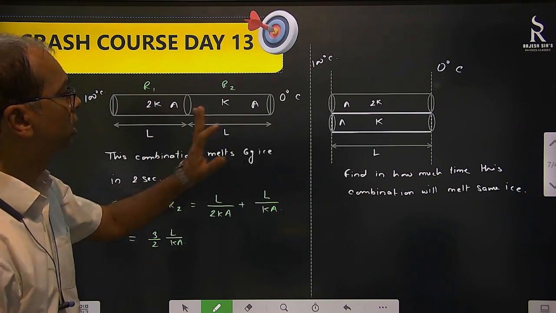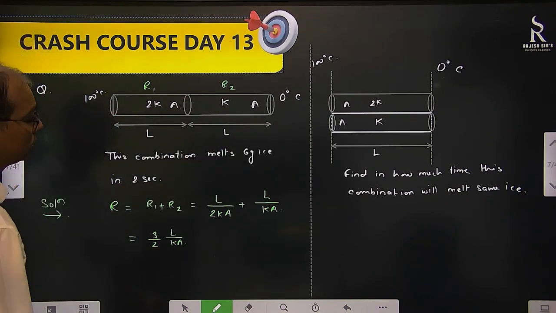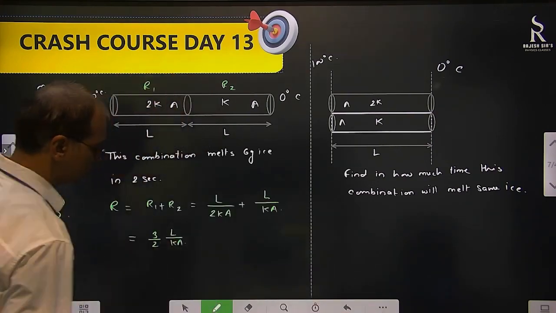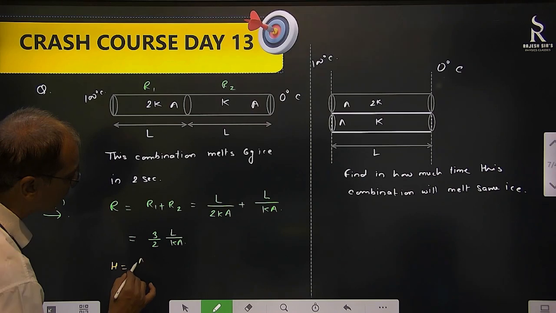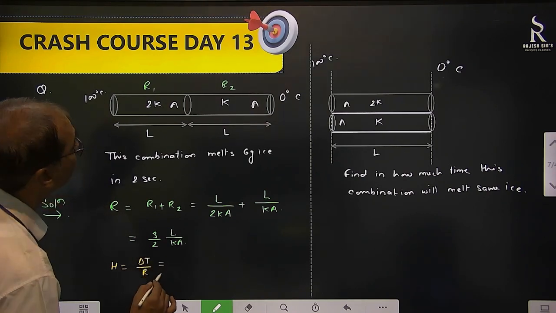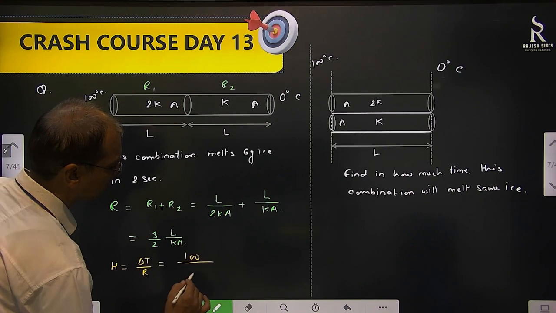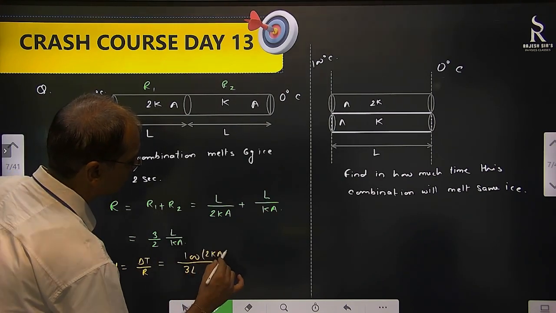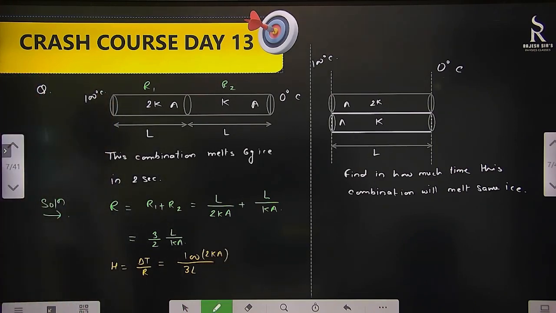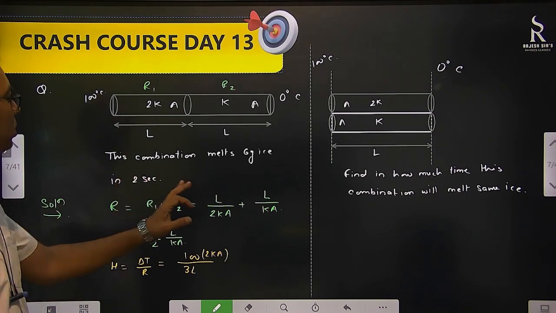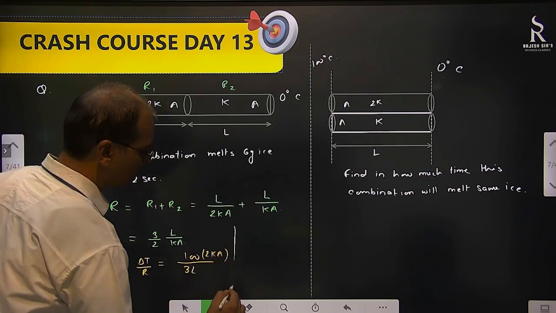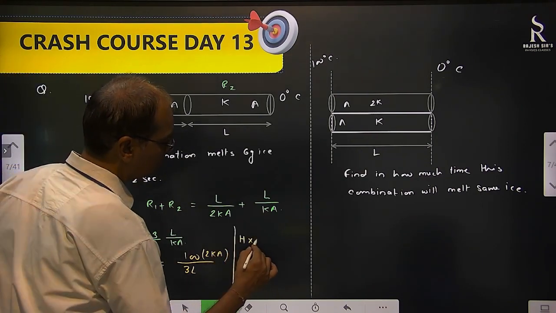Here temperature is 100, here temperature is 0. So what we want is the H value, sorry, not I value. H value is delta T by R. Delta T 100 by 3L over 2 Ka, so 200 Ka by 3L. That is the H value. This combination will melt 6 gram of ice in 2 seconds. So I am directly using H into 2 seconds.